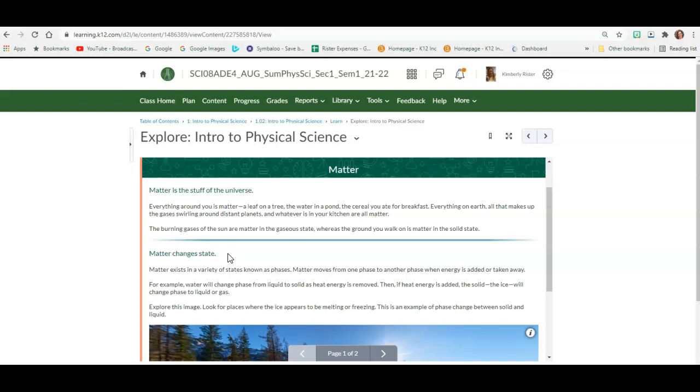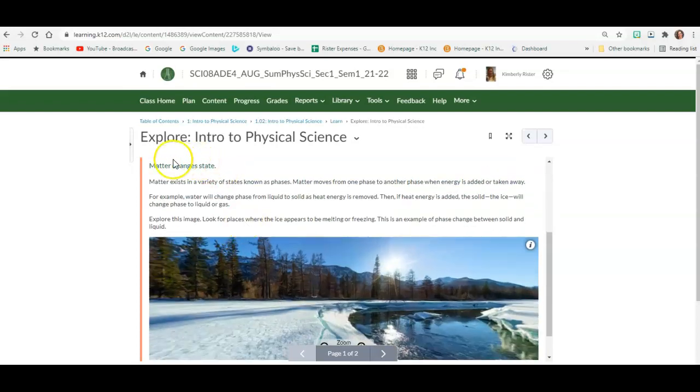Everything on Earth, all that makes up the gases swirling around distant planets, and whatever is in your kitchen are all matter. The burning gases of the sun are matter in the gaseous state, whereas the ground you walk on is matter in a solid state. Okay, so important to know, I would maybe put this in your notes, matter changes states. We know those three states of matter are solid, liquid, and gas. Those would be three easy bullet points to add into your notes.